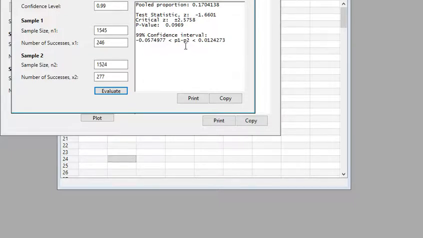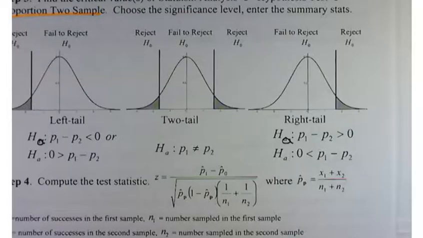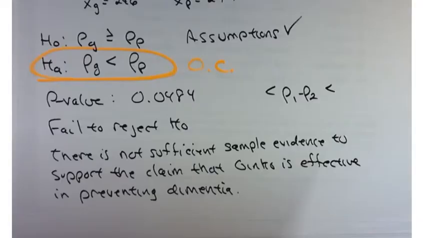All right. And again, this confidence interval contains 0. And if there's 0 difference between these, then we can't reject H0. So, thank you. Okay. Anything else on this one? All right.